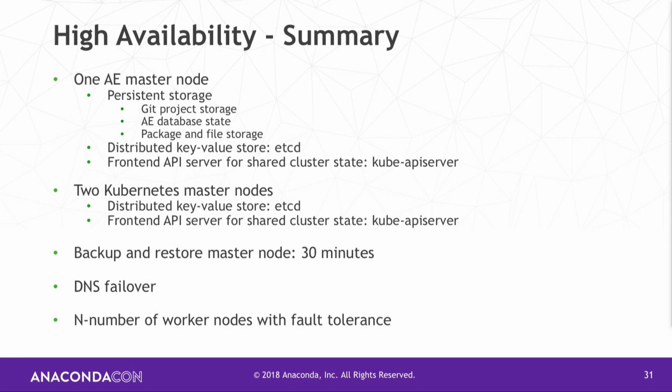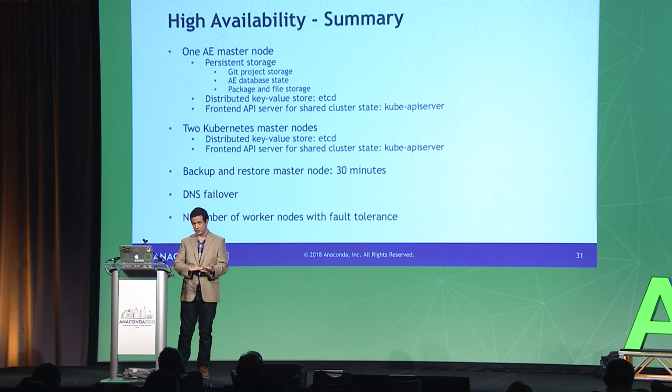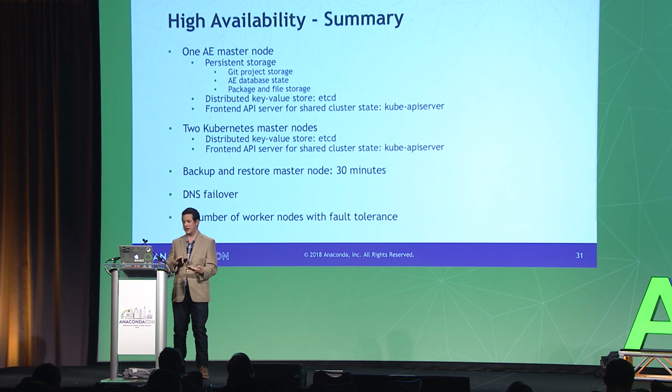So it comes down to a master node with persistent storage. It's also running a distributed key value store with a front-end API server, Kube API server for Kubernetes. The 2 Kubernetes master nodes managed by Anaconda Enterprise are also running etcd and Kube API server. Those 3 nodes make up high availability of the Kubernetes cluster. You don't have to bring your own.